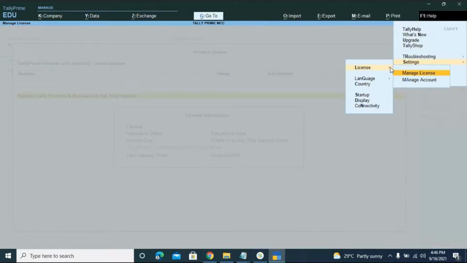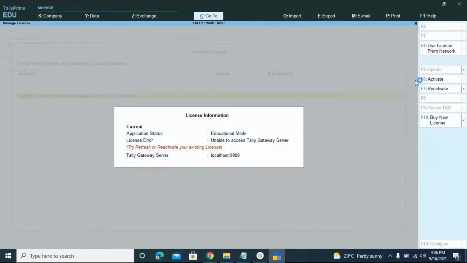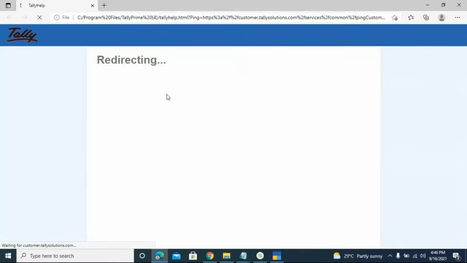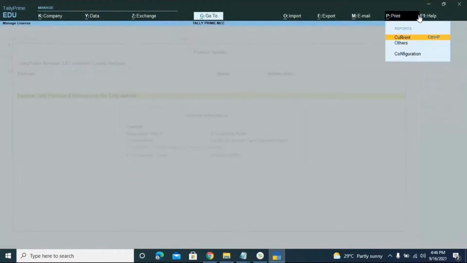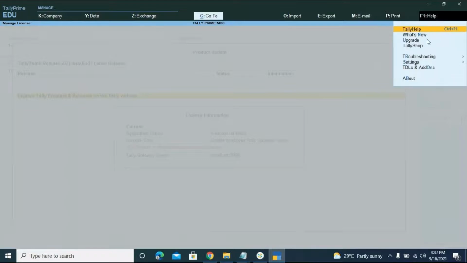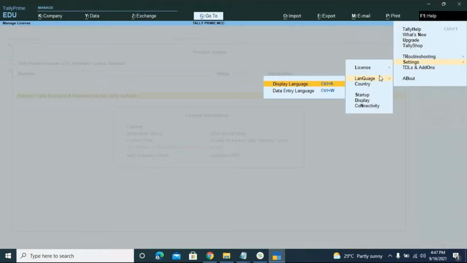Got it? So if I have to manage my account also, the same way, how can I manage my portal? So all these things can be had. Now after this, we also have in the F1 help option, in settings, we have language. So we have two kinds of language. One is the display language. Second is the data entry language.